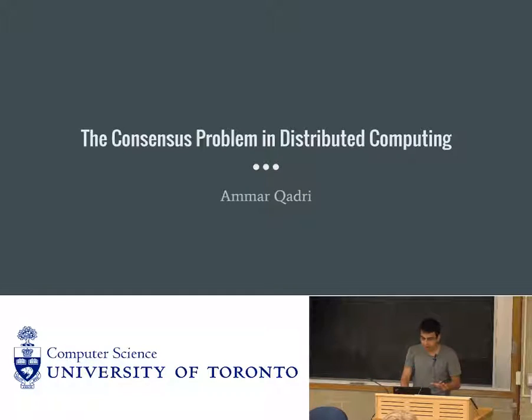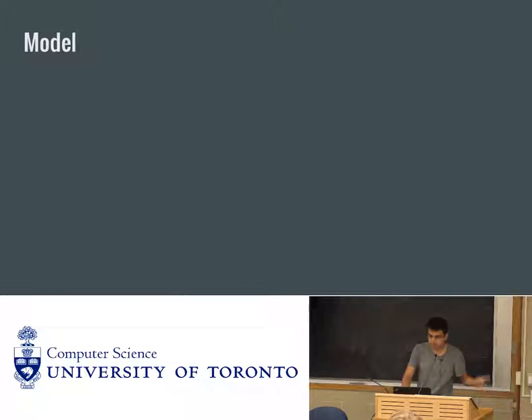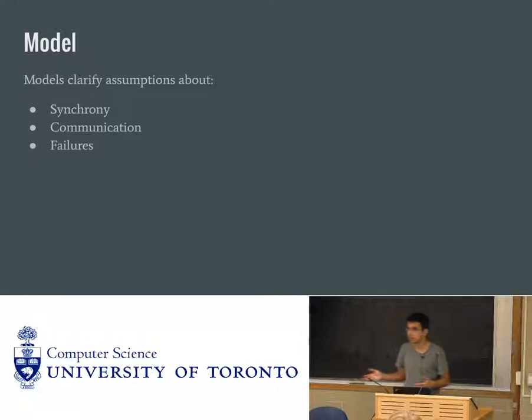Before I actually introduce the problem, I need to make sure that we're on the same page, and that means I need to provide a model for this presentation. So like Dan mentioned, a model clarifies assumptions about three different things: synchrony, communication, and failures. You have independent processes taking steps. Are these steps coordinated in some fashion, or are they happening at arbitrary delays? There's some communication that needs to happen in order for independent processes to solve problems. This communication can be through shared memory, or through message passing. And finally, failures. What kinds of failures do these processes exhibit?